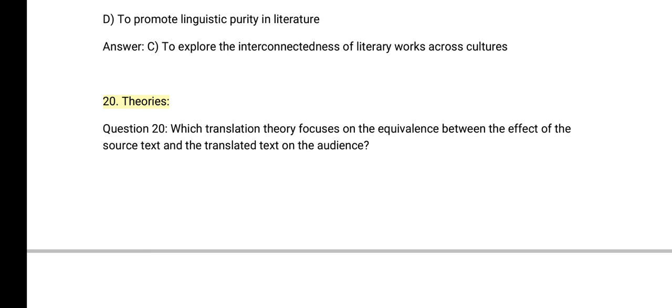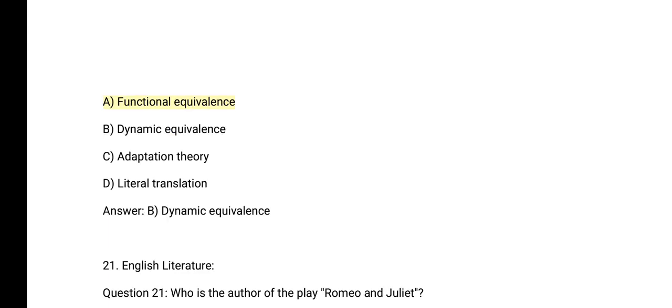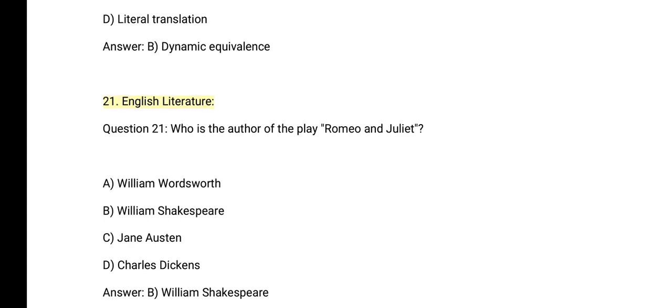20. Theories. Question 20. Which translation theory focuses on the equivalence between the effect of the source text and the translated text on the audience? A. Functional equivalence. B. Dynamic equivalence. C. Adaptation theory. D. Literal translation. Answer: B. Dynamic equivalence.